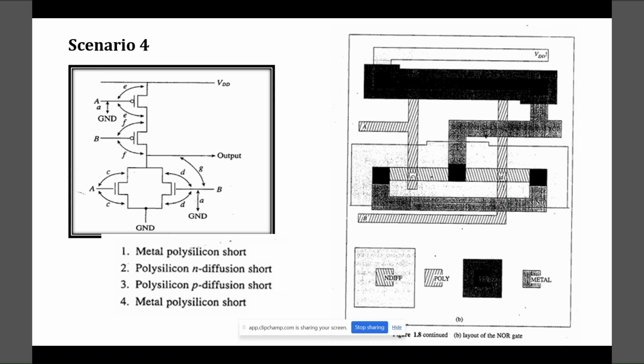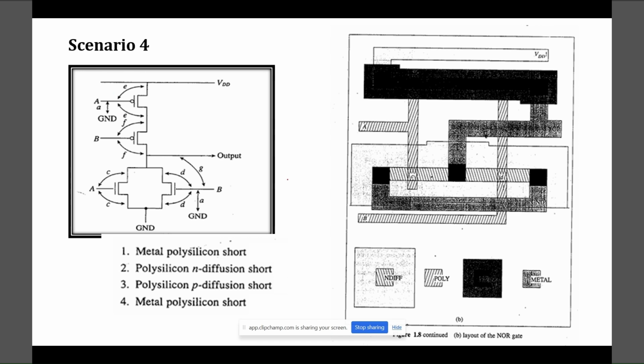These shorts occur at the layout level and may affect the circuit level also. If A is grounded here, A is always going to get zero. When it is zero, the PMOS is going to be turned on, so always this is shorted. So the input A is not going to control the circuit. Instead, it is grounded. This is how it affects the circuit.